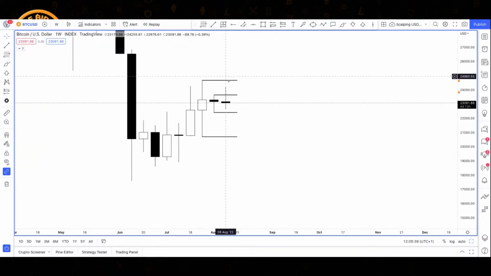Both are treated the same as ranges. We wait for price to get to one of the extremities, the mother bar high, inside bar high, or the inside bar low or mother bar low. We're looking for deviations or fake outs for price to come back within that range, and then we take the high probability trade to the far side of the range.